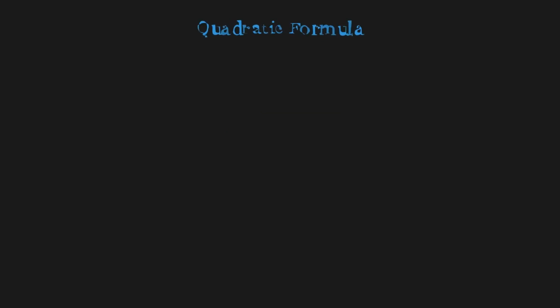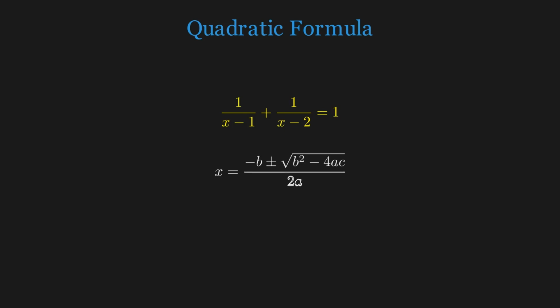To solve this quadratic equation, we'll use the quadratic formula. In our equation, a equals 1, b equals negative 5, and c equals 5. Let's substitute these values into the quadratic formula.